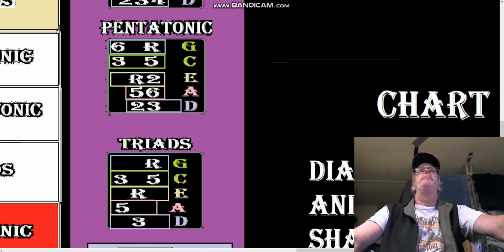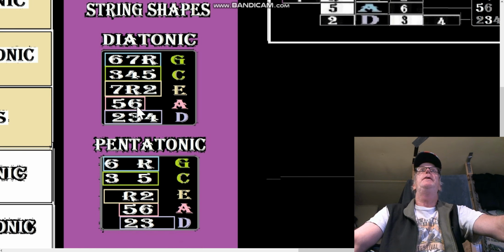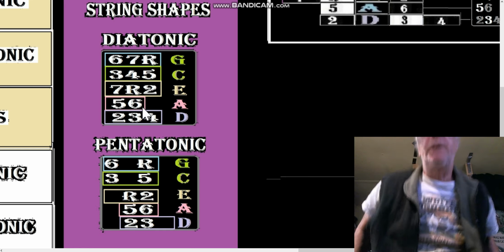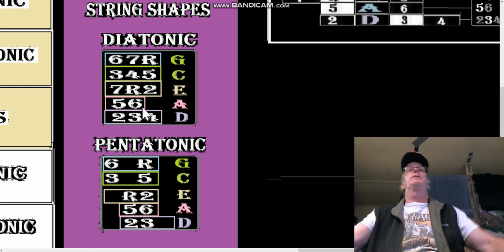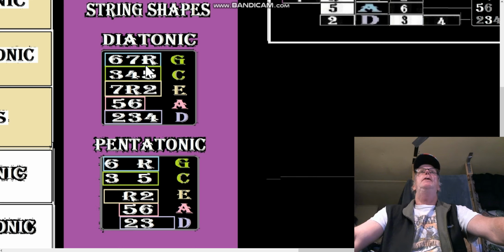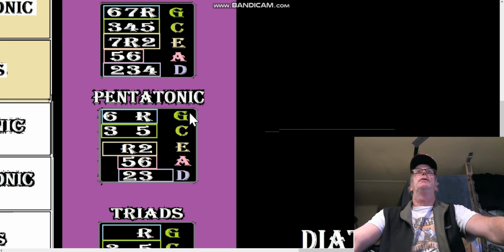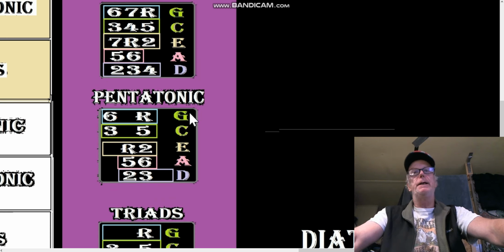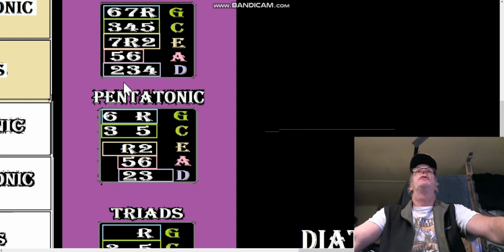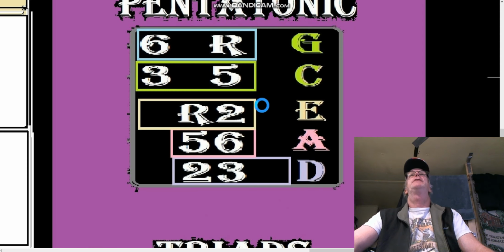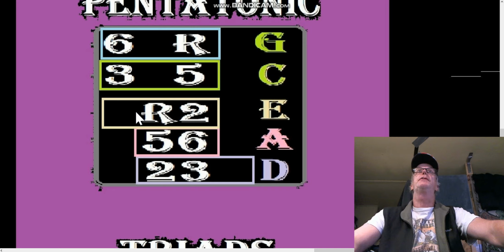Alright, so looking at this again now, we've got the diatonic, and this is just a list, okay? And we'll get back to what I was saying before. When we suppress, or skip over, or don't play the 7th or the 4th, we get the pentatonic scale. The E shape, alright, the E shape right here is the only string shape.